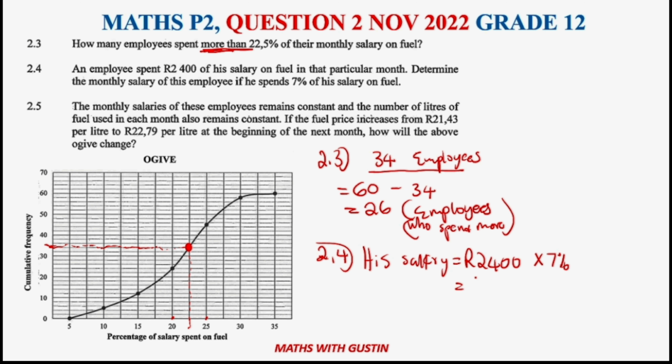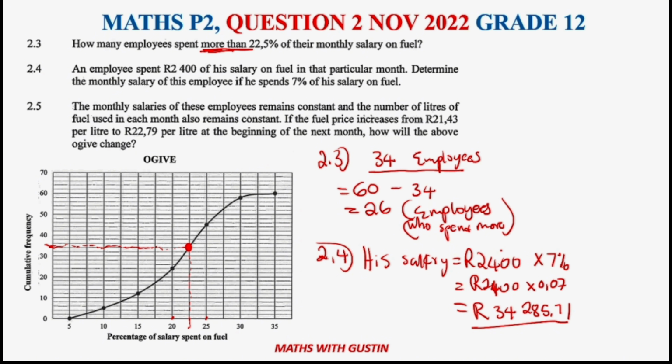Therefore if we calculate that, I think most of you, your calculator can do the percentage there as well. So therefore you are going to have 34,285.71. Okay, and that means this is the salary of this person. They are spending 2,400 on fuel as well.